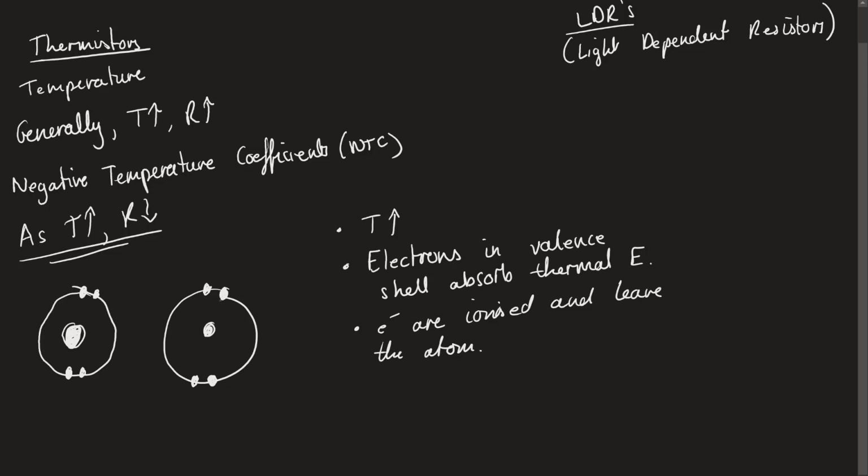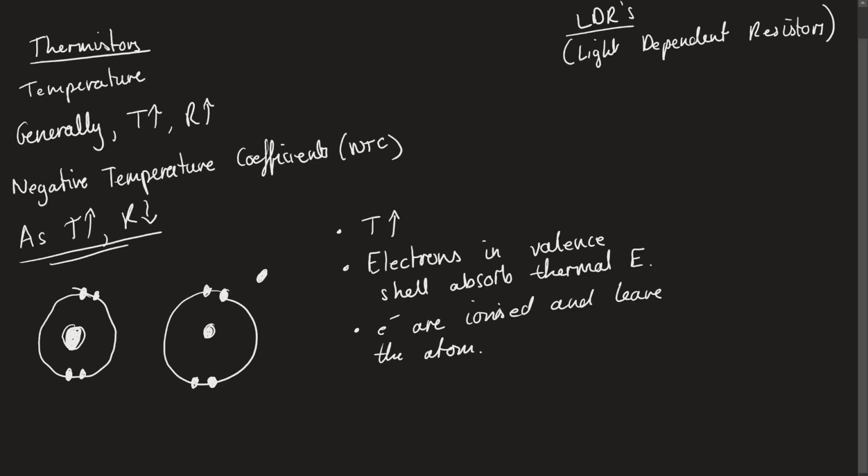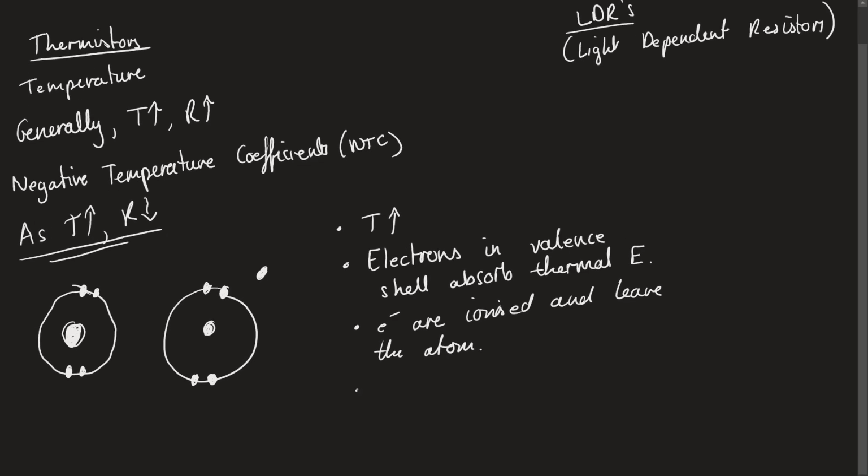And when they leave this atom, it means that they're then free. So you can have a free electron, and we know that a free electron in the circuit, as soon as it has a potential across it, is going to start being accelerated. So what we actually have now is an increased number of electrons traveling around the circuit.